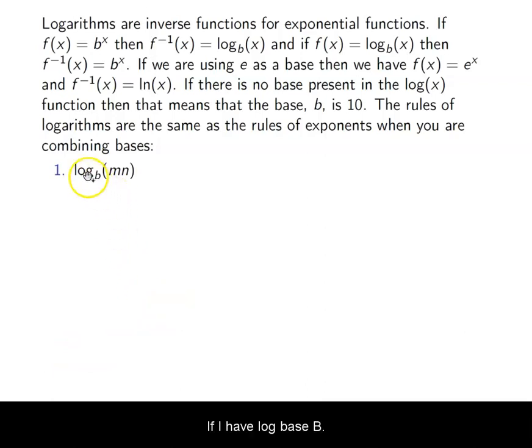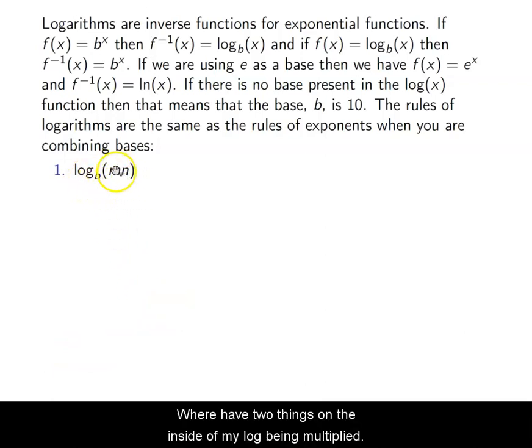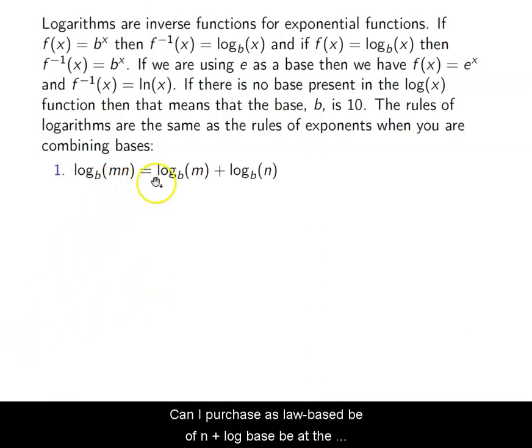If I have log base b, where I have two things on the inside of my log being multiplied, it's just like for exponential functions where I have a base and I am multiplying two things with the same base. I actually get to separate them by adding them. So same thing here. I can separate this into two logs by adding them. So we can write this as log base b of m plus log base b of n. When I have two things being multiplied on the inside, I can separate them as addition.